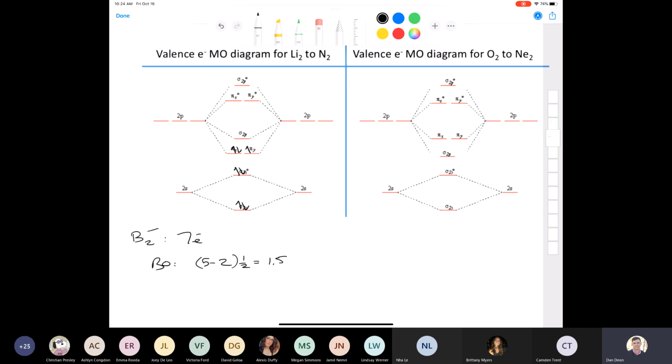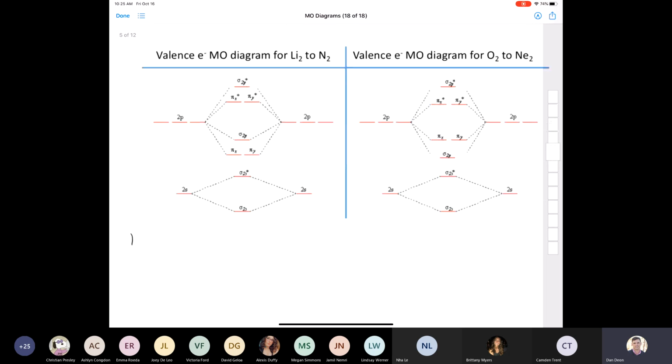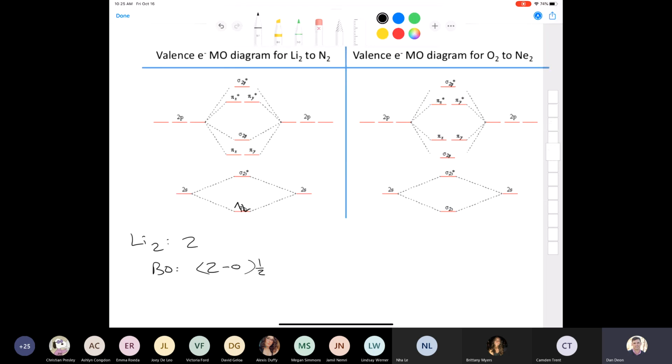And then I'm going to do the last one, which is dilithium. So for dilithium, Li2, lithium has 1 valence electron. So that means I've got a total of 2 valence electrons, 1, 2. My bond order is going to be equal to 2 minus 0 multiplied by a half, which gives me a bond order of 1 for my dilithium. Now I've calculated all the bond orders.